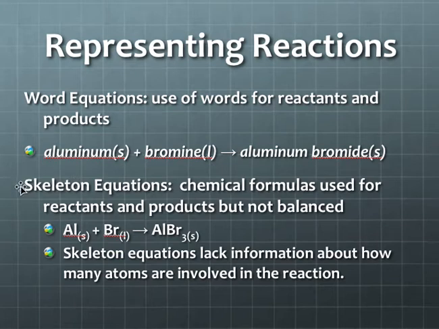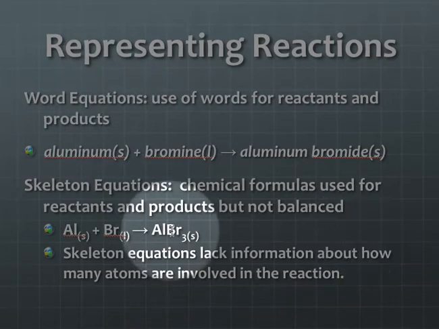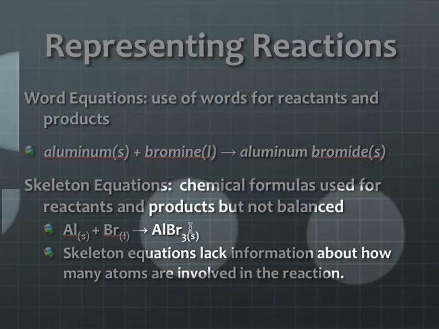The second thing we can do is called a skeleton equation. This is just taking our words and making them into formulas. So aluminum becomes Al(s). Our bromine liquid becomes Br2(l), with an L in the parentheses. And yields, so we have an arrow sign, and aluminum bromide. Please notice the aluminum bromide here: it's balanced. Aluminum has a 3+ charge, bromine has a -1 charge, so AlBr3.